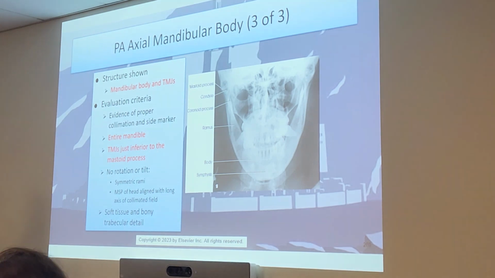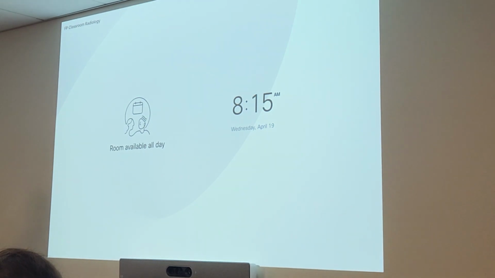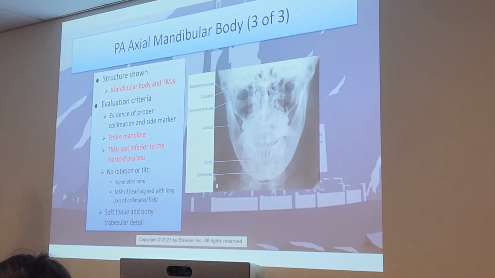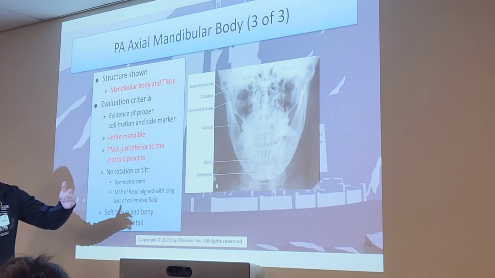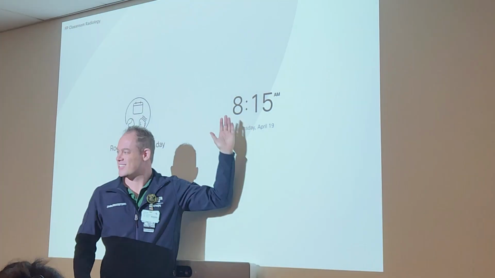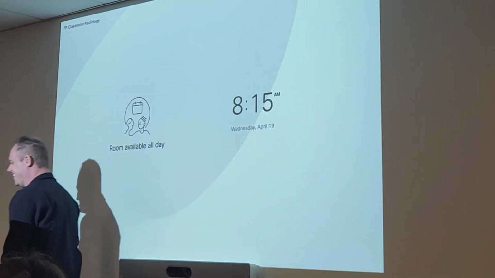So some of the pictures in the book, once again, will show that cut off. It's incorrect. It does say on the slides in your book as well to include the entire mandible, even though they're cutting those processes off. It's just elongated. It's just elongating the body. We're stretching it out.